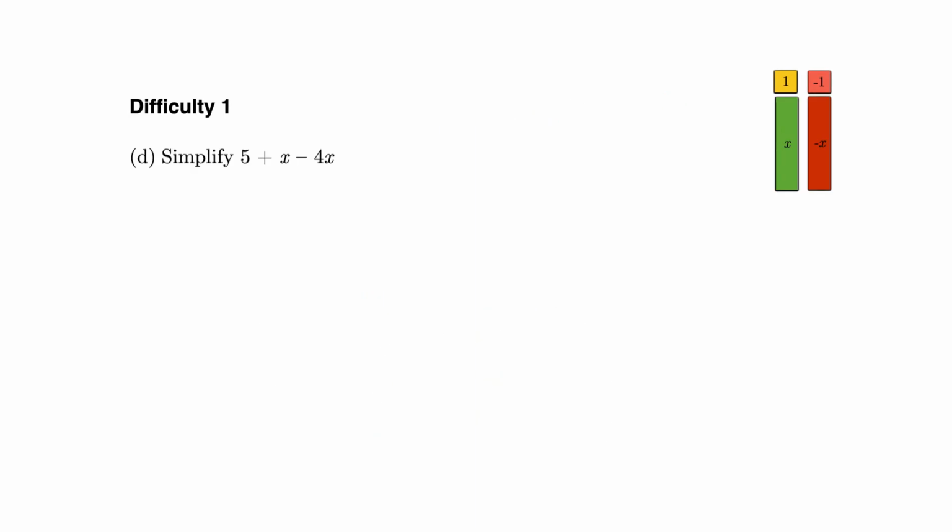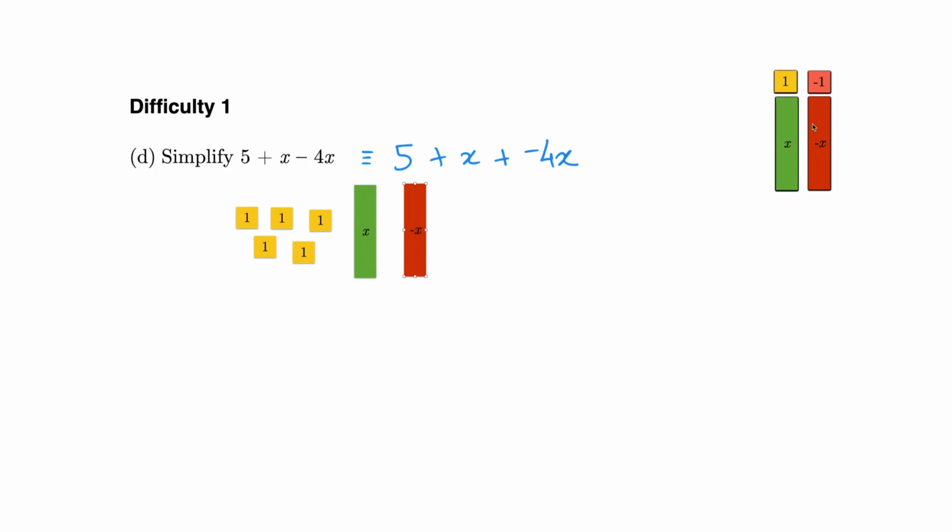Here is example D. 5 plus x minus 4x is equivalent to 5 plus x plus negative 4x. I can represent that using these tiles. I've got 1, 2, 3, 4, 5 plus x, so I need to add on one of these green tiles, that's plus 1x, and then I need to add negative 4x, so that's adding 4 lots of negative x. 1, 2, 3, 4.